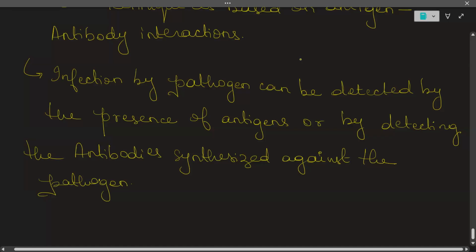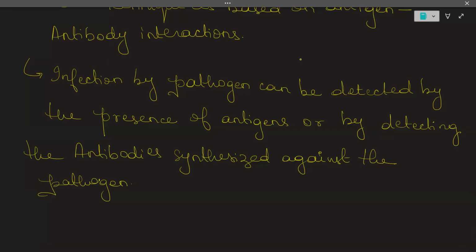What can happen is either we can test the presence of antigens in the body, or we can test the presence of antibodies that are synthesized against the pathogen. So by these two methods, we can easily identify whether the particular disease is there or not, much before it has multiplied a lot. So now here what happens is that the antibody is multiplied. And we know that antigens attack the antibodies. So with the help of that, we can easily detect.